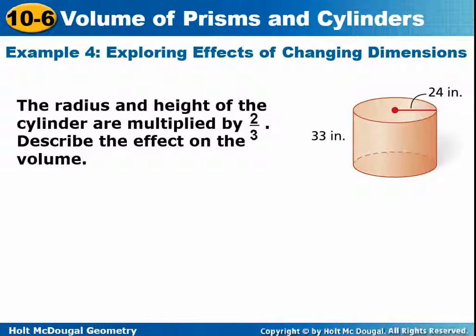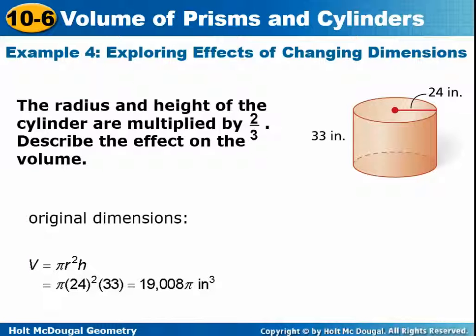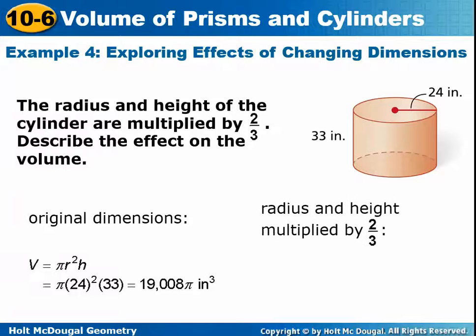This is example 4. All right, now it says what happens to volume if you change the dimensions. So in this one, we're changing both of our height and our radius, all of our dimensions, multiplied by 2/3. What do you think will happen to the volume? We haven't done a volume one before because we're just learning about it now. So here's the volume of our original. Now if I change them by 2/3, I'm actually going to be making them smaller.